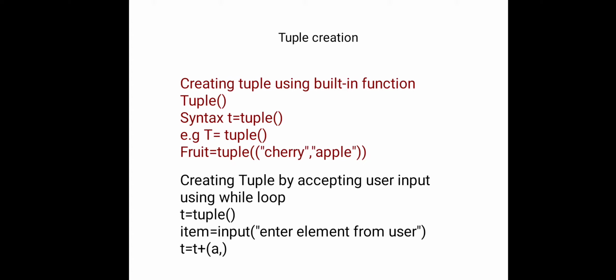Here we are taking input from the user using a while loop. First of all, we have created an empty tuple. Then we have taken a variable item, meaning we take a value named item from the user, and then we add it to our tuple: t equals t plus item, followed by a comma.